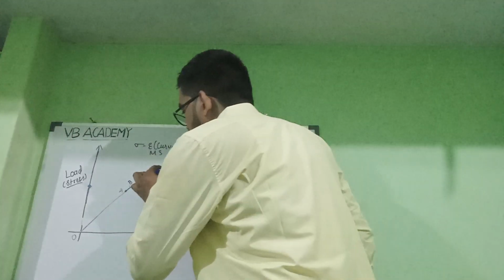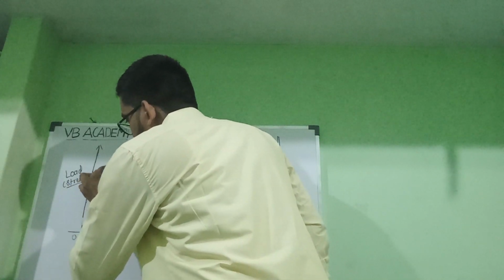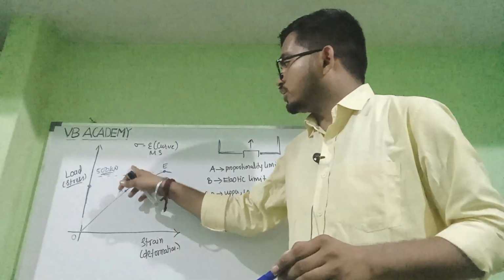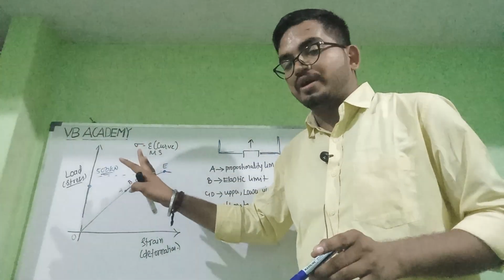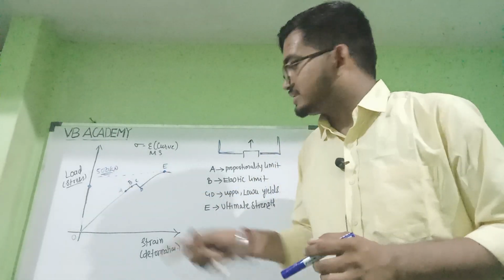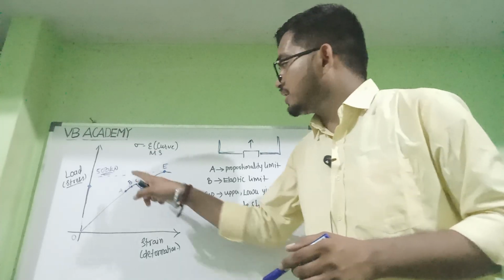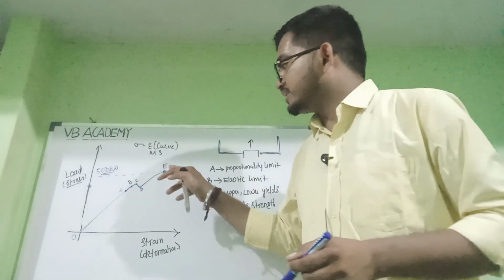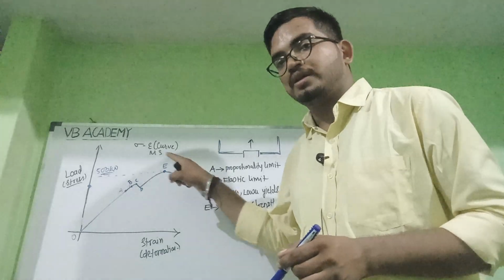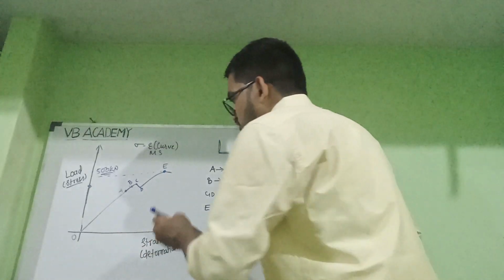Say this is 500 kilonewtons. The body can't withstand anything beyond this 500 kilonewtons. That is the ultimate strength of the body. This point is specified by E. That is the highest point, I mean the peak point in the stress strain curve. Ultimate strength.